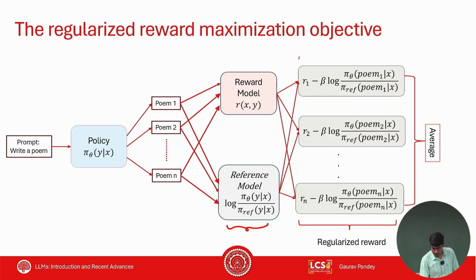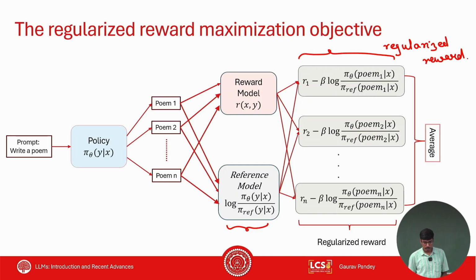This you can think of as a regularized reward. Oh, I've already written it below. Regularized reward. And regularized, so we don't want to just maximize the reward of the output. We don't just want outputs with high reward. Now we are saying that we want outputs for which the regularized reward is high. So we are trying to maximize the regularized reward. Does that make sense?